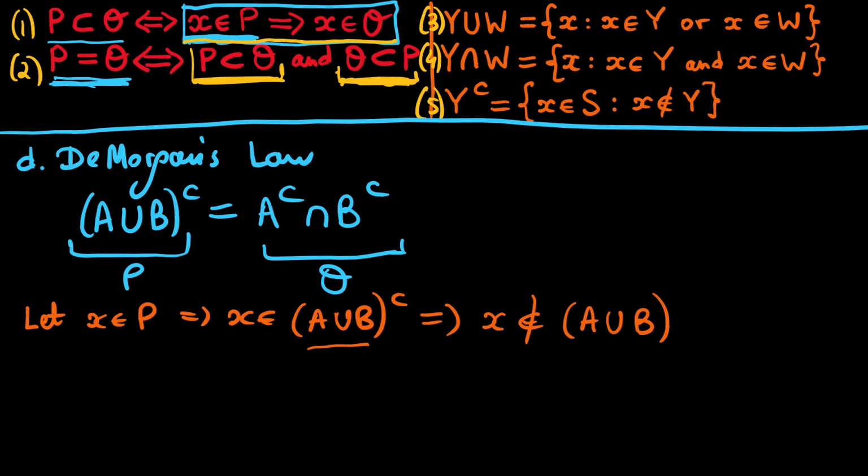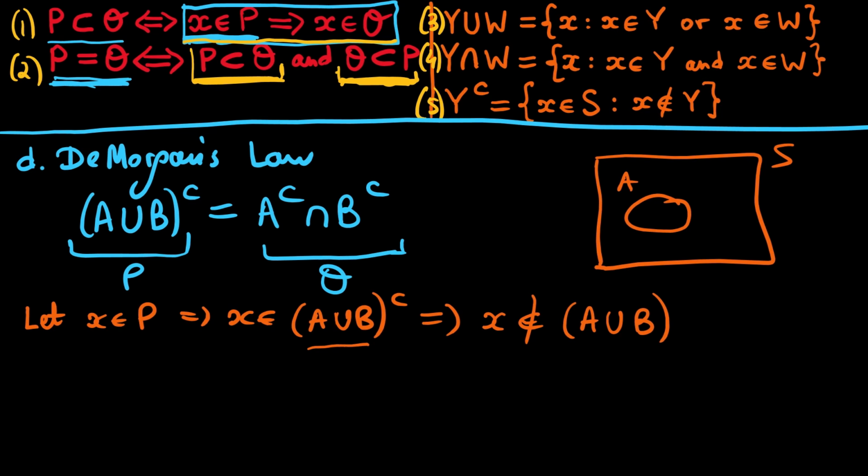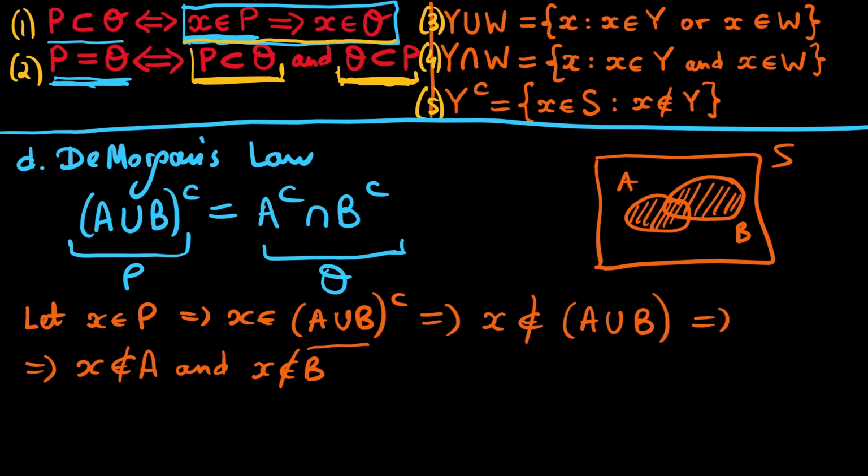So if X is not an element of A union B, and we know how unions work, so we can draw a little Venn diagram. If we have A here, B here, let's draw the union. This is A union B, so I highlighted A union B, and we're told that X is not an element of A union B. Okay, well then X is not an element of A, and X is not an element of B, right?